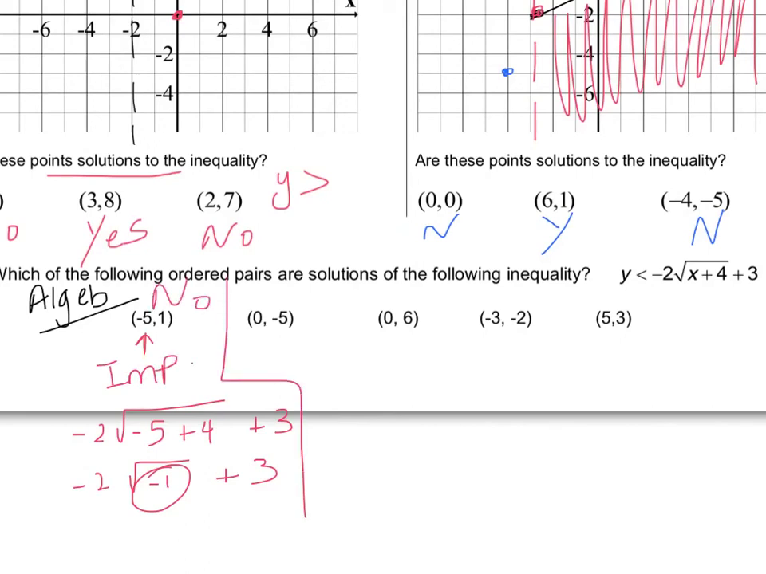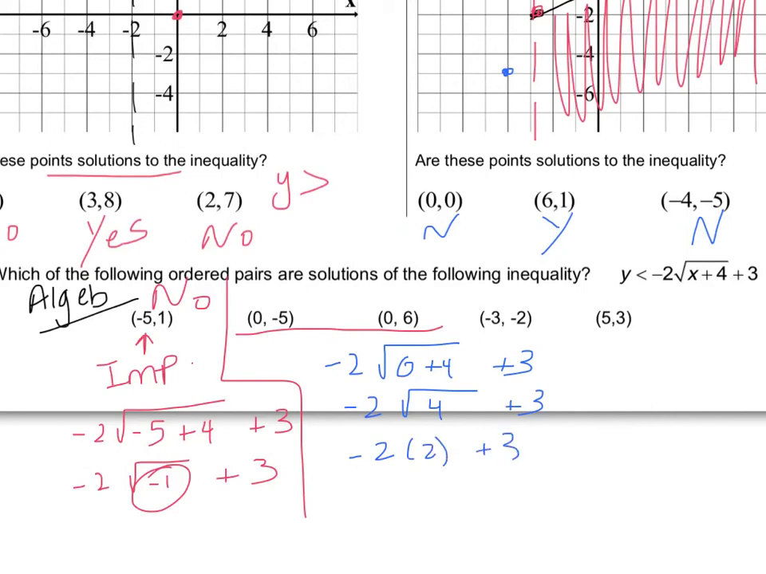Now let's move on to the other one. So you can do both of those together since the x is the same. So -2 square root of 0 plus 4, and plus 3. Square root of 0 plus 4 is a 4, so -2 times square root of 4, which is 2. So that's a negative 4 plus 3, which is a negative 1. Now you found an answer.